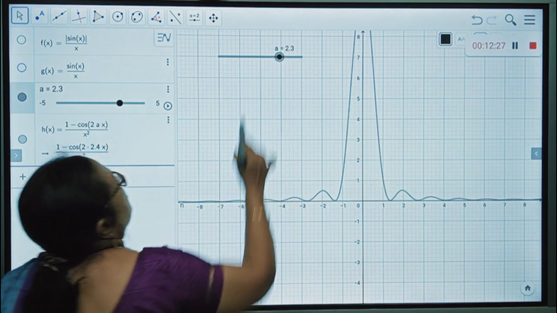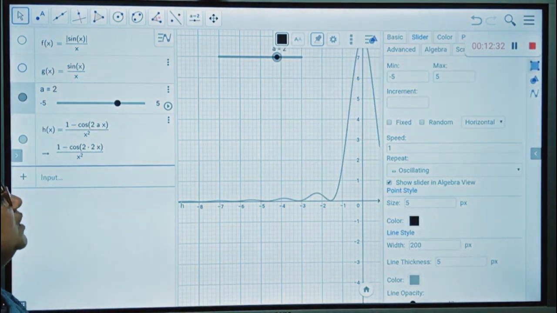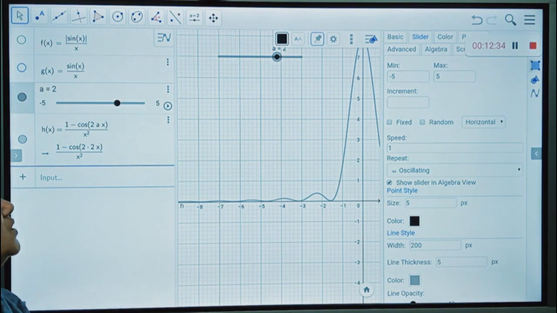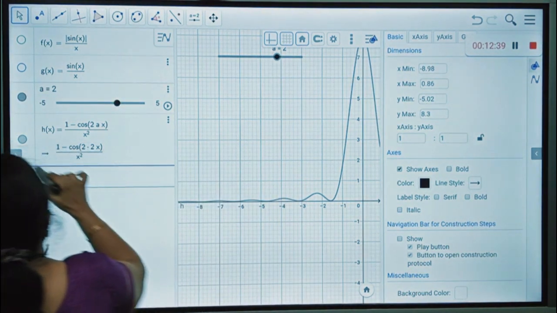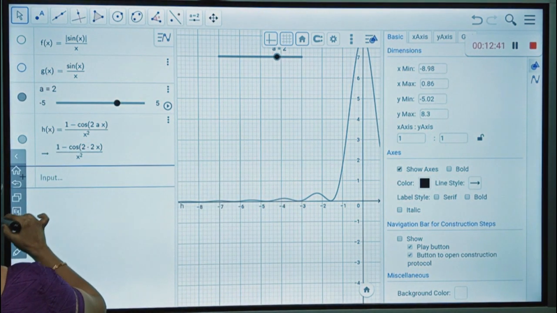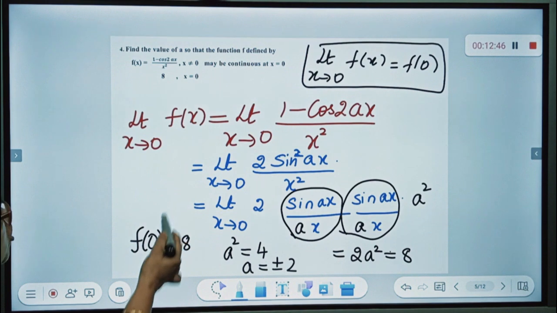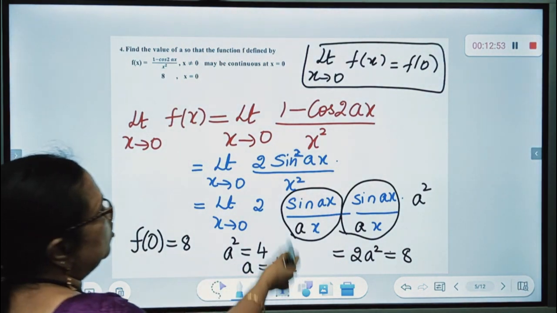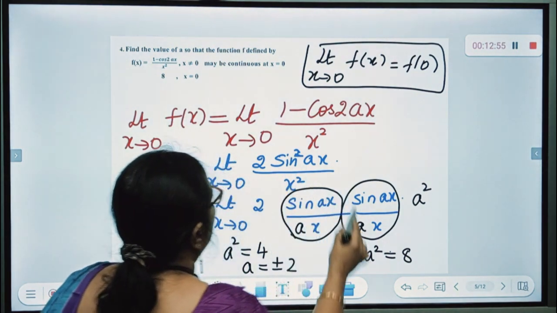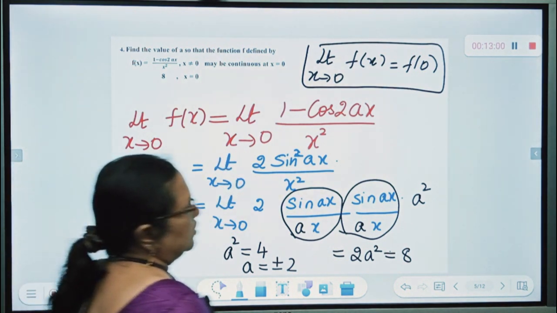This is very sensitive. So you can keep moving the values of a, and when a is 2, as you saw in the beginning, the function is continuous. And we have also seen the function 1 minus cos 2ax by x square near 0, when a is 2, the function is continuous. We looked at how the graph looked for this function near x equal to 0.